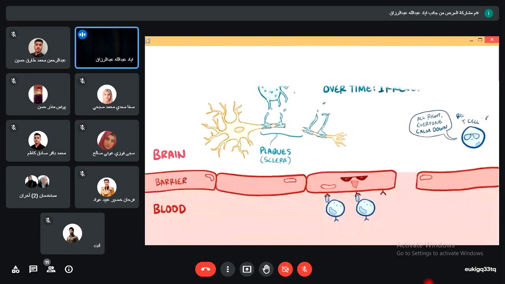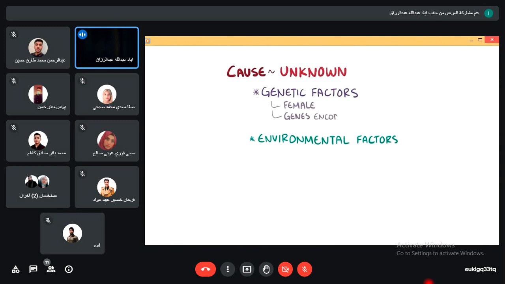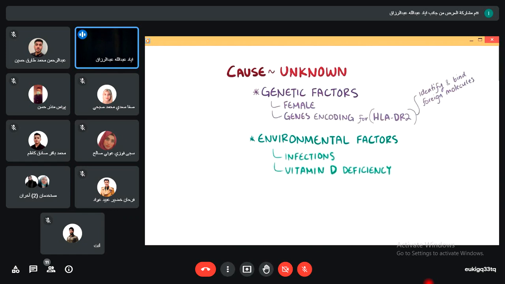Just like other autoimmune diseases, the exact cause of multiple sclerosis is unknown, but it's linked to both genetic and environmental factors. Genetic risk factors include being female and having genes that encode a specific type of immune molecule called HLA-DR2, which is used to identify and bind to foreign molecules. Environmental risk factors might include infections as well as vitamin D deficiency, which is an interesting one because it might help explain why the rates of multiple sclerosis are higher at the northern and southern poles compared to the equator, where there's a lot more sunlight. Together, these genetic and environmental influences might lead to the body not killing off immune cells that target myelin.